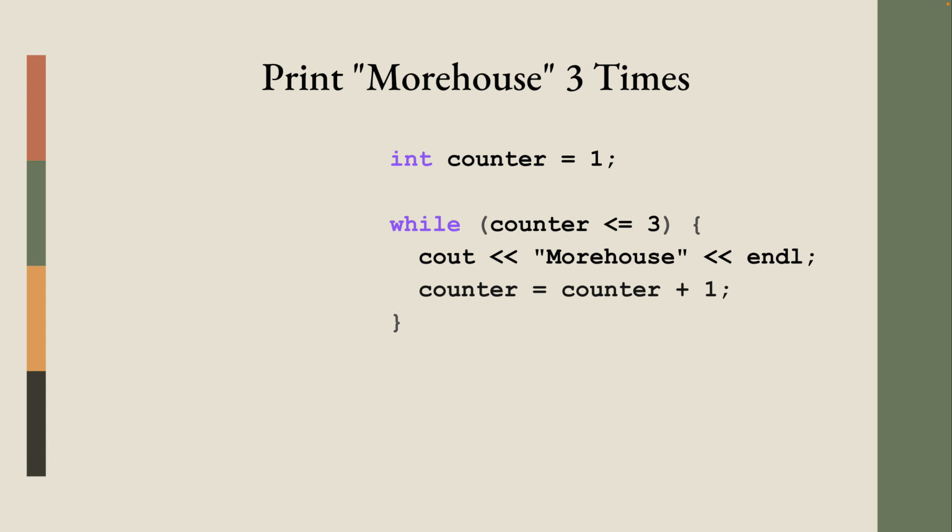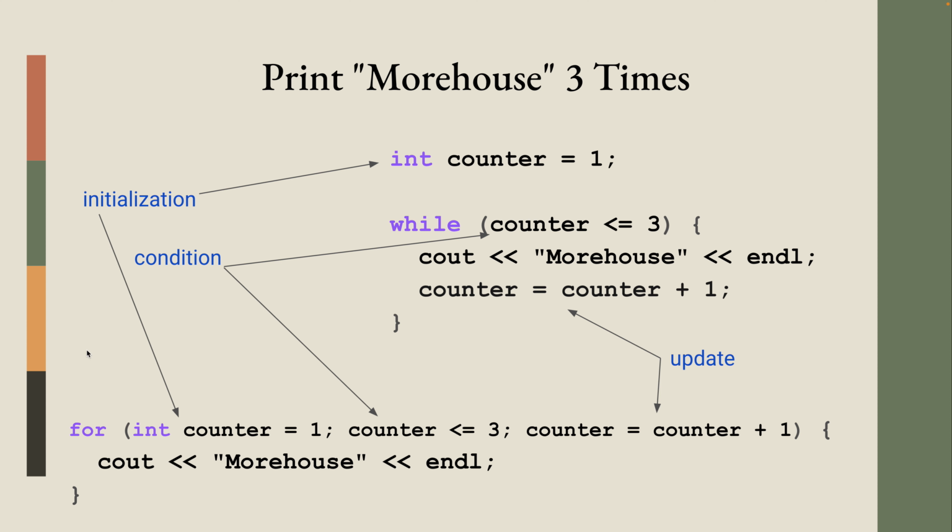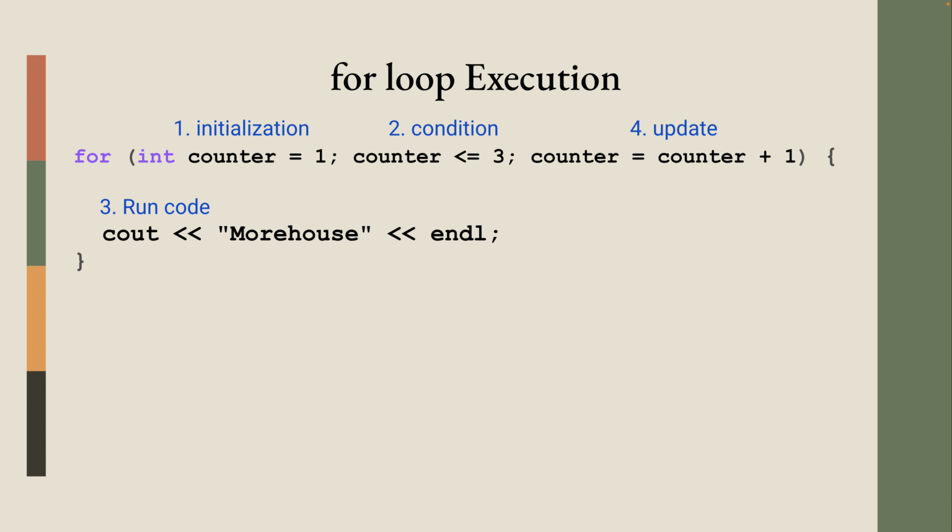Okay. So we saw if we wanted to print Morehouse 3 times using a while loop, we had a counter variable set up. We had our initialization statement here, our condition check here, and our update variable at the end of the loop. In a for loop, all 3 of those go on the same line. The initialization, counter equals 1, starts the for loop, then a semicolon. Then we have our condition, counter is less than or equal to 3, so that the loop runs 3 times. And then counter equals counter plus 1, that's our update. Make sense?